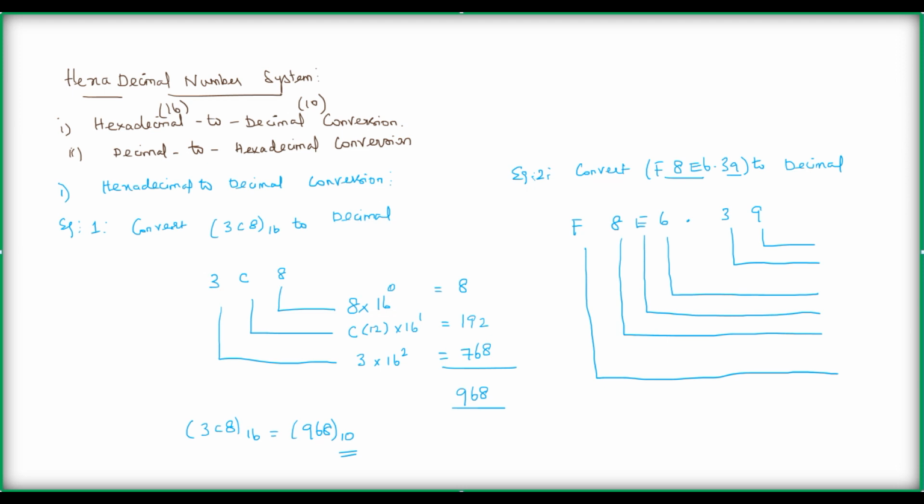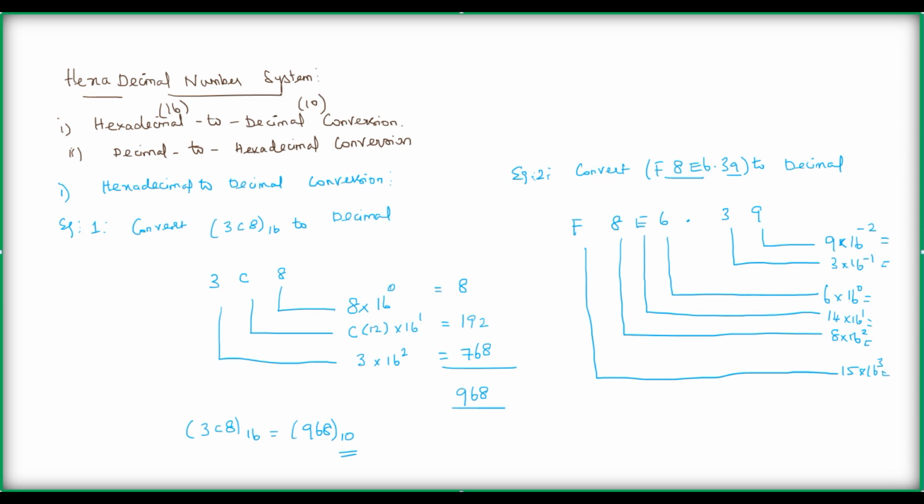So how to solve this? After the point, 9 into 16 power minus 2, then 3 into 16 power minus 1. In the integer part, 6 into 16 power 0. Next E, which is equal to 14, then 4 into 16 power 1... In the previous class we made the tabulation for E as 14 and F as 15; friends who haven't seen it, it is in the channel playlist. Then 8 into 16 power 2, F which is 15, into 16 power 3.